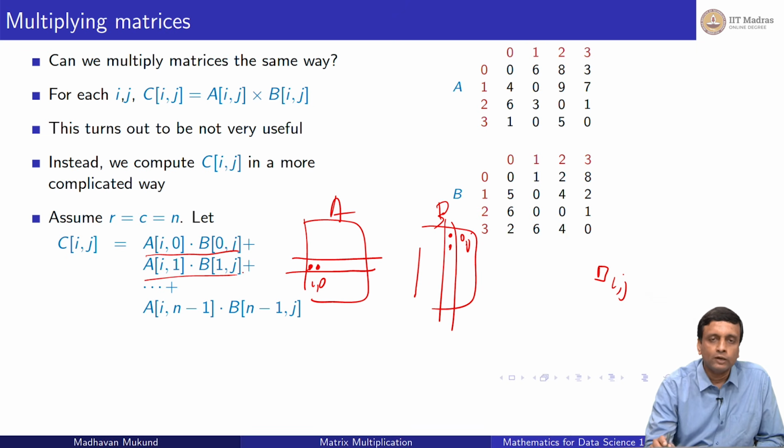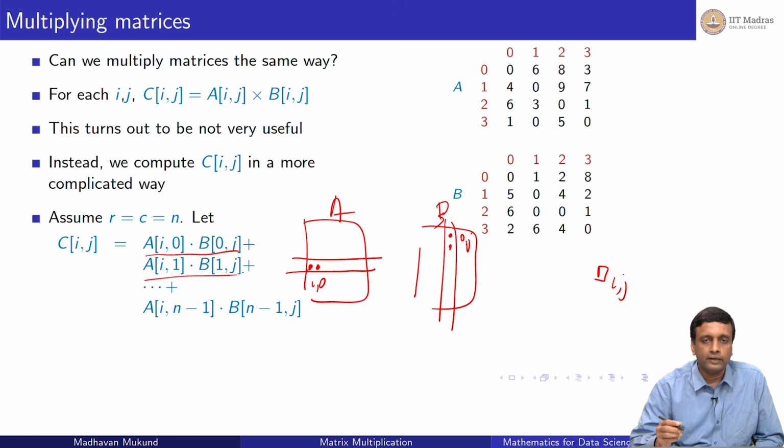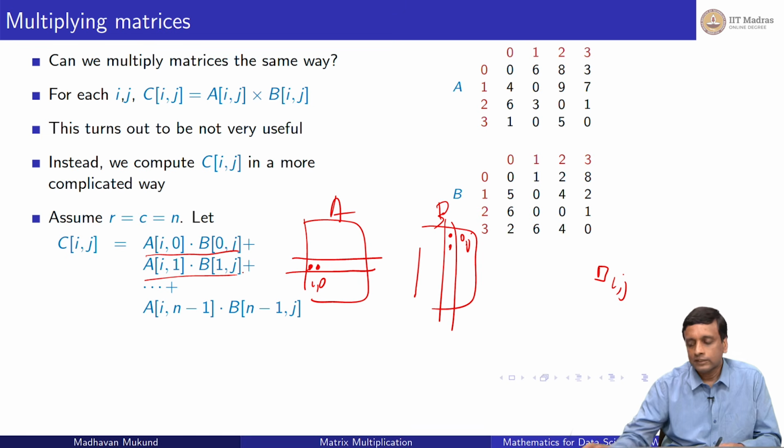So I keep walking down the row in A, the ith row, at the same time I walk down the jth column in B, and at every point I stop and I multiply the two numbers that I get. I take all these numbers and I add them up. This seems really complicated, but this is how matrix multiplication works. Okay, so let's do an example.